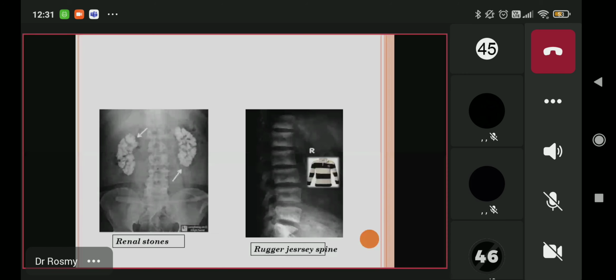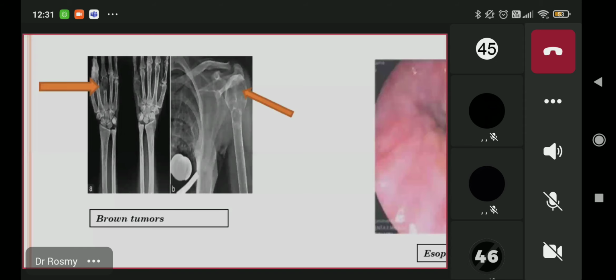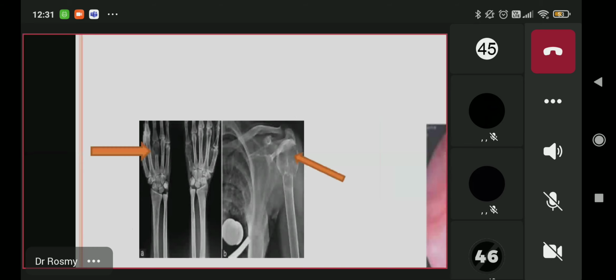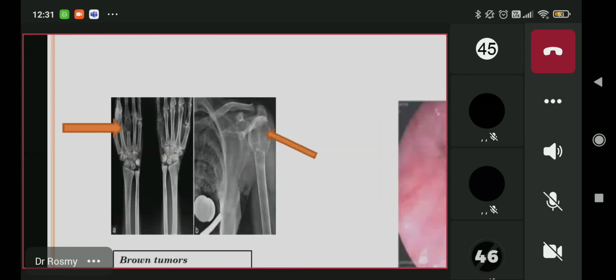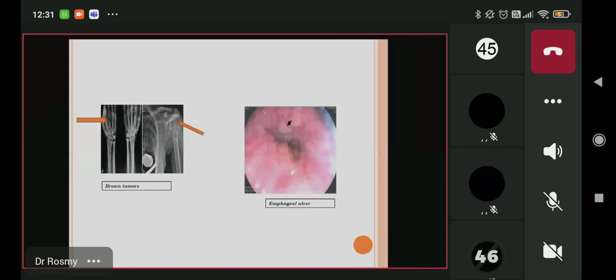Then here again, brown tumors of osteitis fibrosa cystica at the ends of the humerus. You can see there is a cystic change. Similarly, in the hand again, there is a cystic change. The orange arrows are showing that. And if you go in for an upper GI endoscopy, esophageal ulcers are seen. There is a black arrow, that is an ulcer. There is a white arrow, that is an erosion. So this is what you will see in upper GI endoscopy.